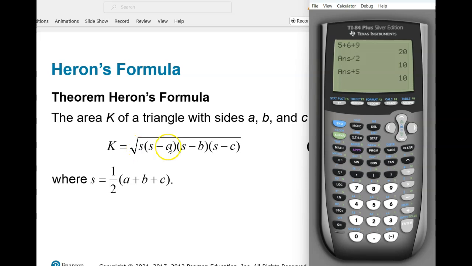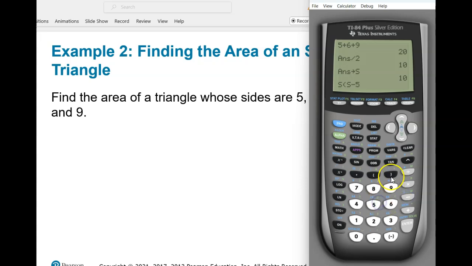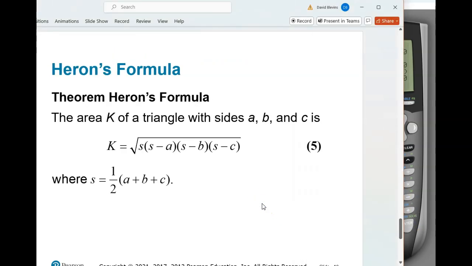So now here's my area. I'm going to leave the radical off because they'll usually want you to simplify this and give an exact area. But I'm going to write S, alpha S, times S minus A. A, B, and C are the three side lengths. So S minus 5, S minus 6, and then parentheses S minus 9. I'm going to hit enter. That's what's underneath the radical.